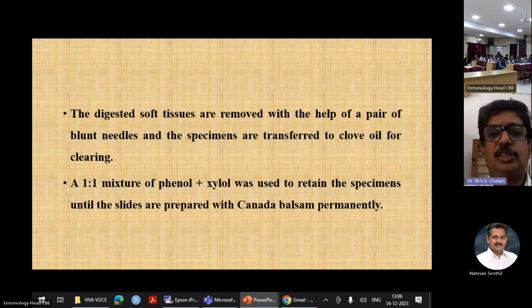So the digested soft tissues are removed with the help of blunt needles, and the specimens should be transferred to clove oil for clearing, and you have to retain these specimens in phenol xylol mixture in a 1:1 ratio until you can spread the insects. You can spread the insects on slides and mount them with either Canada balsam or DPX mountant. Next one, please.